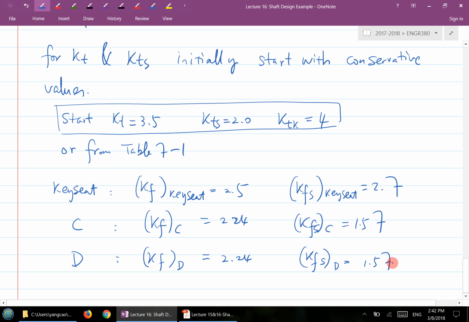As I said, this is not the accurate description of the fatigue stress concentration factor. This is just the first iteration, just the first iteration.